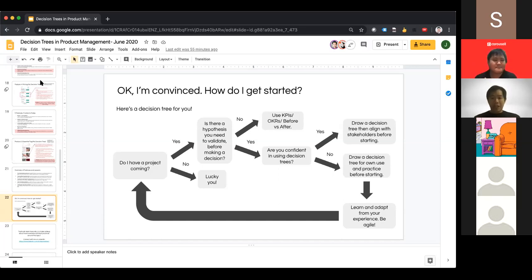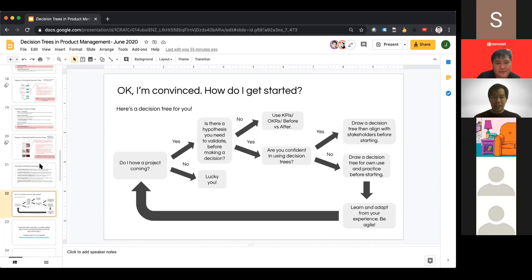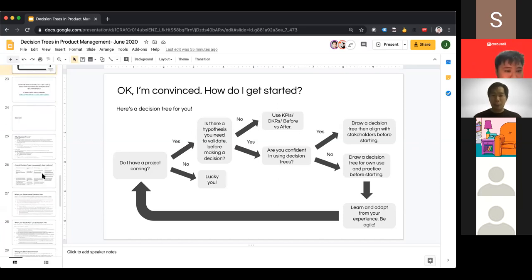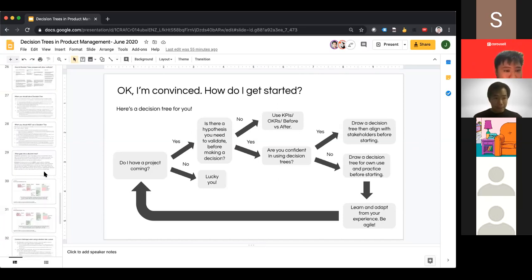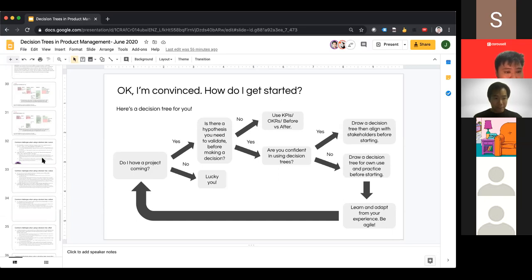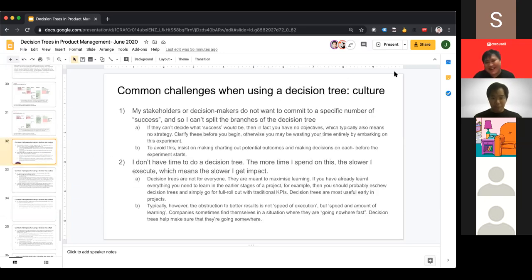Gotcha. Jason, if you don't mind touching on the common challenges, I know you prepared a few slides on it. Could you talk quickly about the challenges, especially with regards to culture and actually being able to execute on that? Interesting, because as a bit of background, I created this as internal training for Carousell.